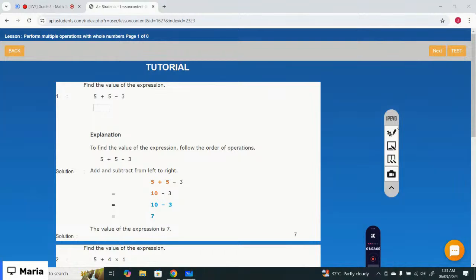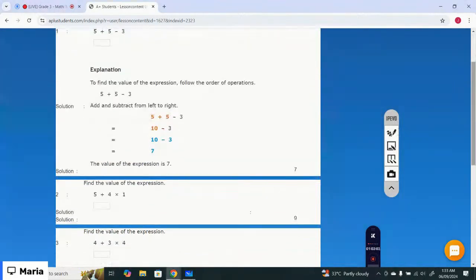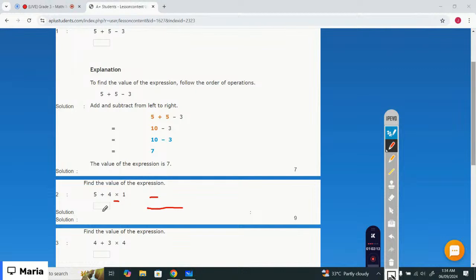Okay, look at the other example, that is 5 plus 5 times 4. So multiplication has higher priority over addition. Higher priority means you need to do multiplication first. So do 4 times 1 first, right? 4 times 1 is 4, and then add 5 plus 4 is 9. The correct option is 9, right?